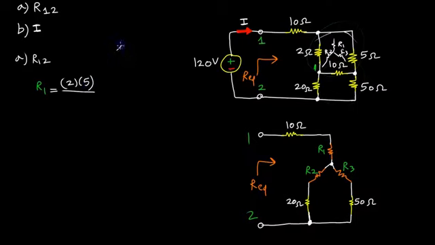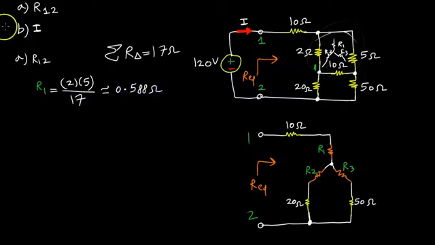Now, before I do that, let me just quickly define the sum again. The sum of the R delta, that's going to be 5, 10, 2. That's going to be 17 ohms. So that's all going to be over 17. So what we end up getting then is roughly 0.588 ohms. Now let's move on to R2.